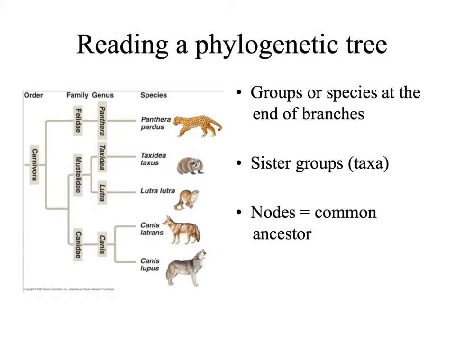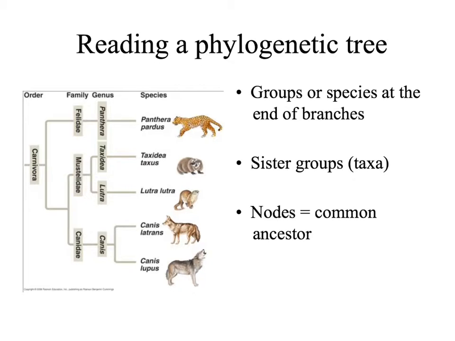These trees can have species at the end of the branches, or they can have major taxa or groups from our classification system. We can look here again and find examples of sister taxa. So the badgers, Taxidea taxus, and the otters, Lutra lutra, are sister groups. And then the Canis latrans, the coyotes, and the Canis lupus, the wolves, are also sister taxa. And remember, our nodes are the site of common ancestors, so every time we see a branch point, we know that there's not only a common ancestor, but this is a point of divergence where the 2 groups have become different.